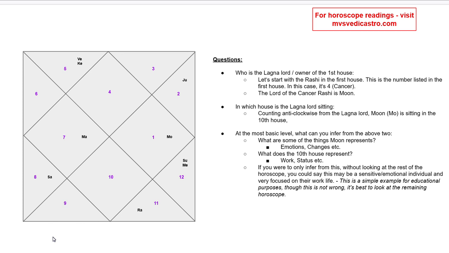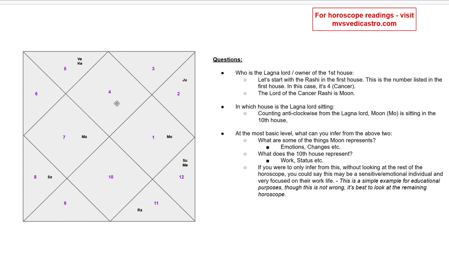Here we have an example birth chart, and let's assume that in the example birth chart, the Lagna house is represented by the number 4. The question would be, who is the Lagna Lord or owner of the first house? Because it's represented by the number 4, we can say that number 4 is the Cancer Rashi, and the Lord of the Cancer Rashi is Moon.